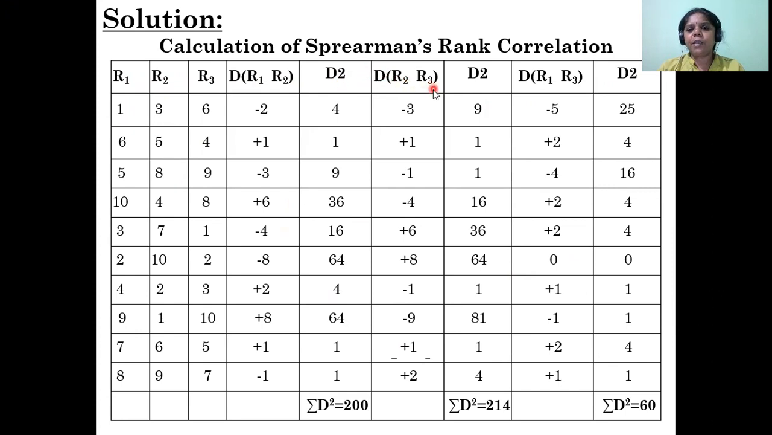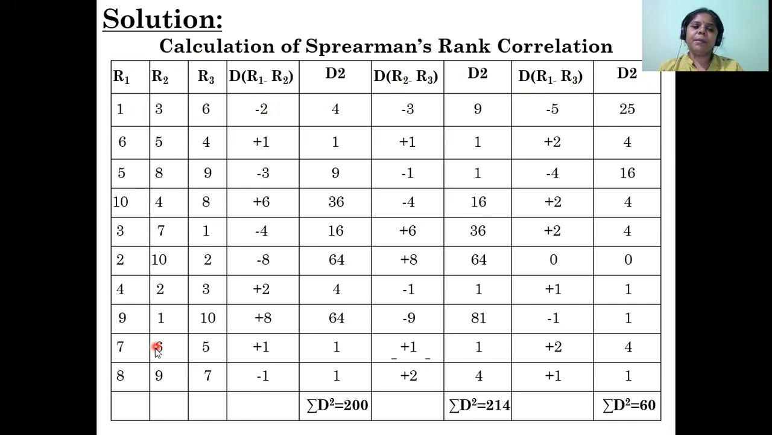Next, R2 minus R3, D. For that, we have to make it as D square. Then R1 minus R3, because three judges are there here. That's why we have to make these columns. Again, R1 minus R3, we will get D, that we have to make it as D square.